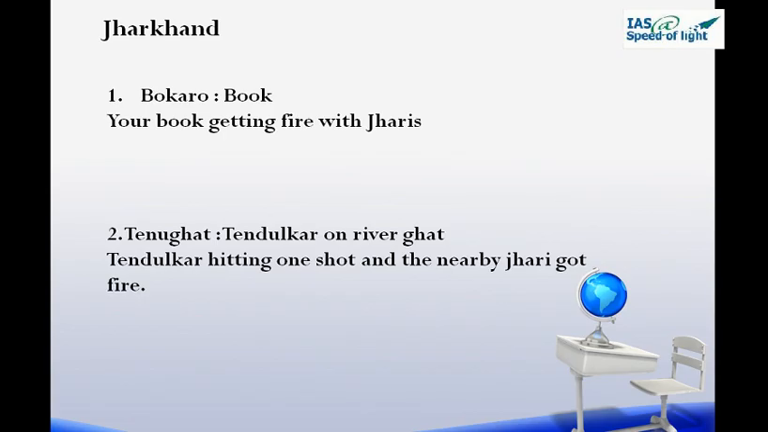Tenu Ghat becomes Tendulkar on River Ghat. So Tendulkar is batting and hitting one shot, and the nearby Jhadi got fire. There were Jhadis all around where they were playing cricket, and Sachin Tendulkar hit one shot.